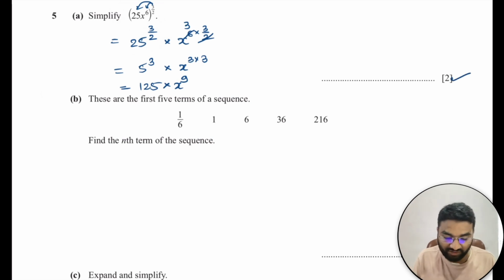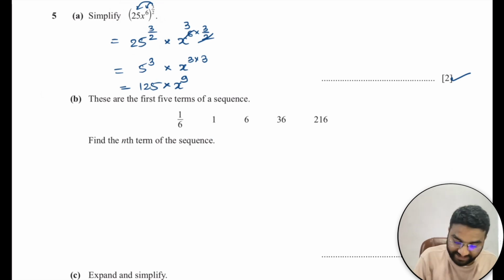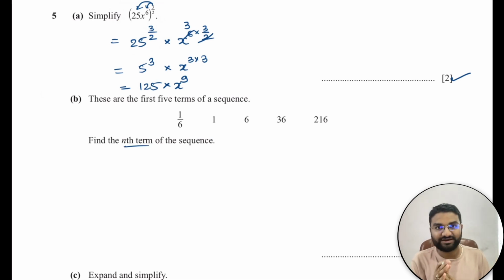Now we can jump on to the second question. We have to find the nth term in the sequence. Firstly you have to understand which sequence it is. Quickly, to identify which sequence it is, just check the one or two differences. If you get the same difference, then you can say that it's either a linear, quadratic or cubic sequence. Otherwise it's an exponential sequence.